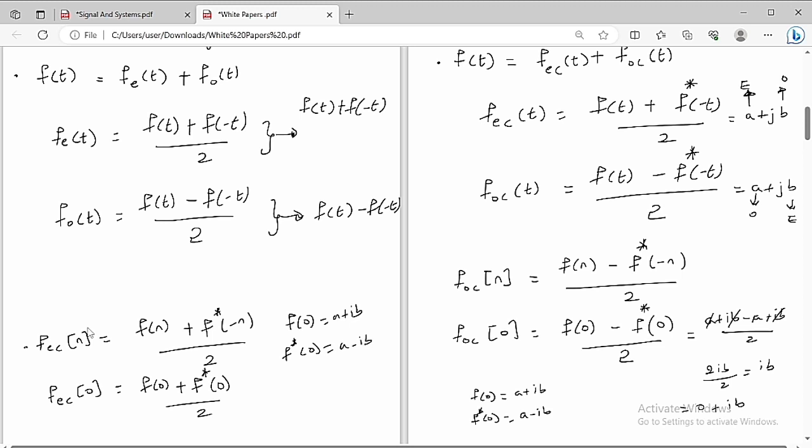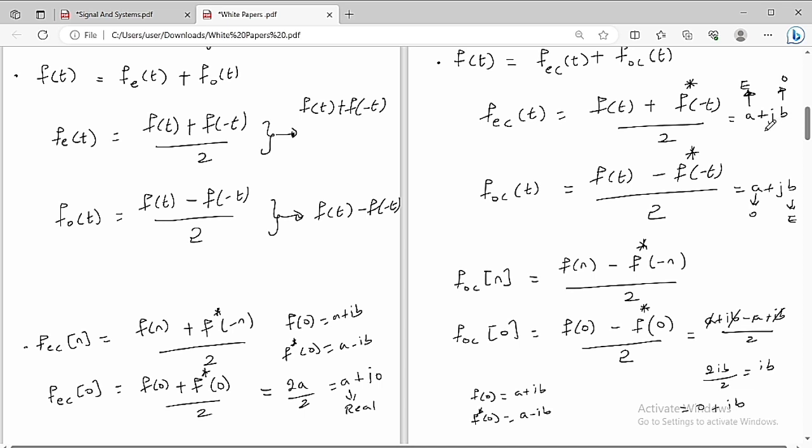With the addition of these two things, ib cancels, and we get 2a by 2, which is nothing but a. This is purely real. So this is purely real, we can say. Then what is the real part? A real conjugate, a real part is even, and the imaginary part is odd.